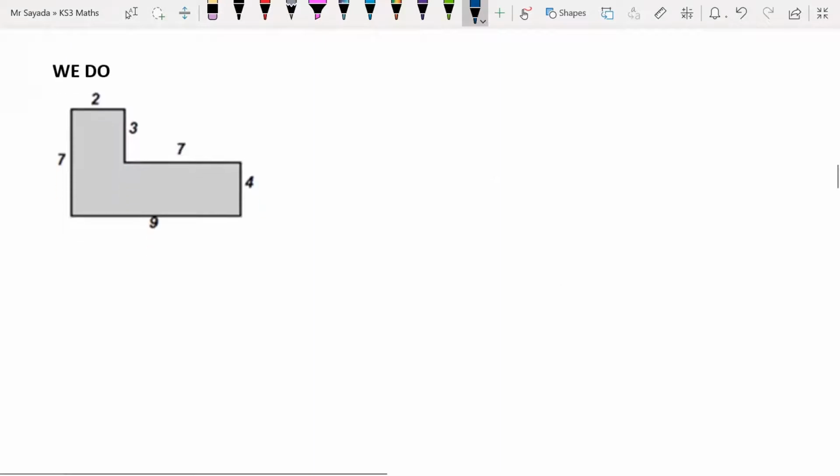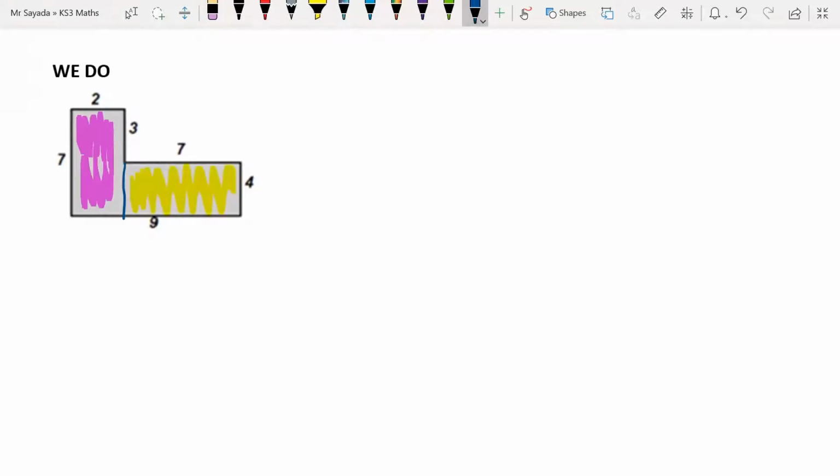Let's do this example together. Pause the video, try it yourself, press play once you're ready. You should have now done this example yourself. So there are 2 ways to split it into separate rectangles. I'm going to do it this way, so I'm going to put my split over here. So I now have this pink rectangle here, and I have this yellow rectangle here.